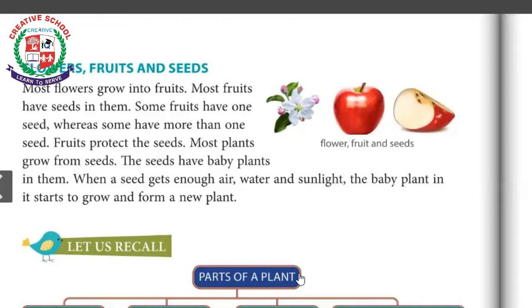Most plants grow as a plant from the seeds. So they have baby plants in them. So seed is the thing which can reproduce into another plant. When it gets enough air, water and sunlight, the baby plant will start to grow into a new plant.